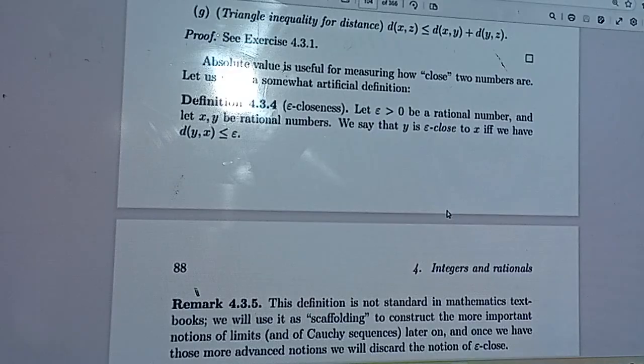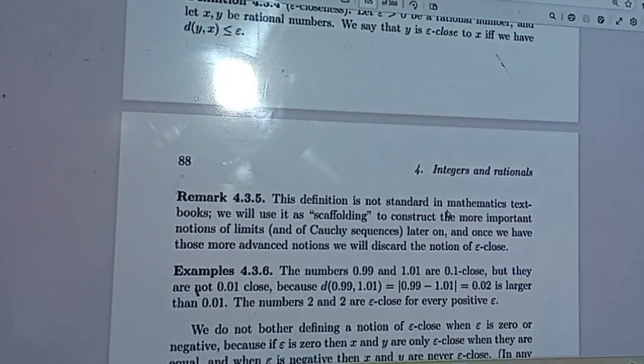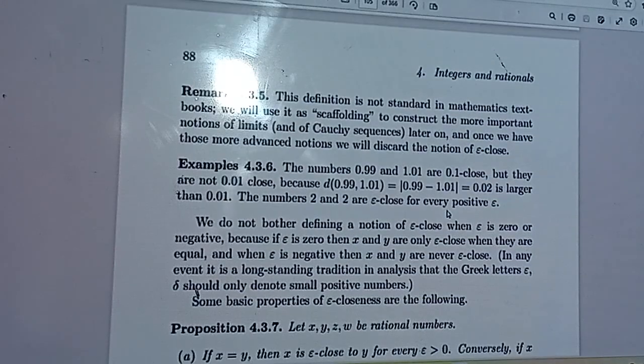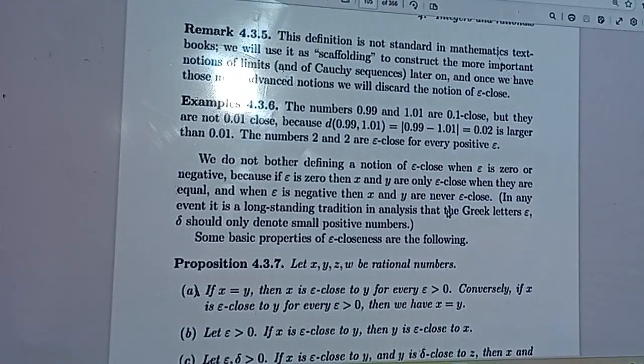Did I jump? No, you need to go down. Then example 4.36, I mean, we don't need to spend time there. Let x, y, z, w be rational numbers. If x equals y, then x is epsilon close to y for every epsilon greater than 0. And conversely, if x is epsilon close to y for every epsilon greater than 0, then we have x equals y. So that is a real analysis stage part.